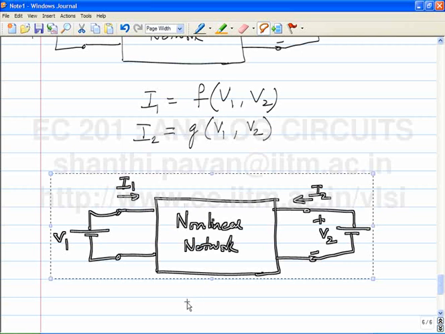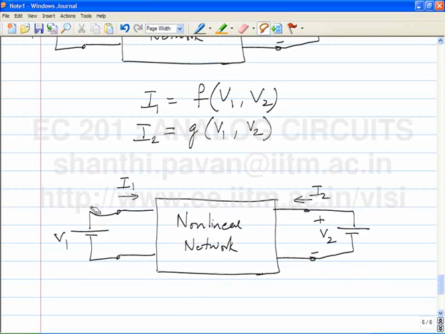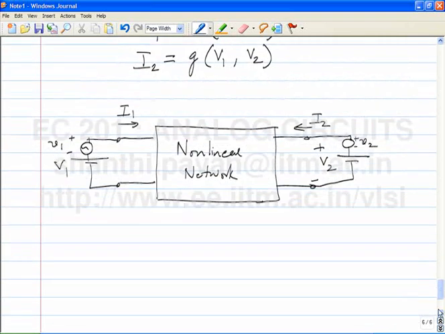Now the obvious question is, what happens when I change the voltage from V1 to V1 plus small v1, and the applied voltage from V2 to V2 plus small v2? What do you think will happen if small v1 and small v2 are very, very small, where we'll again define what small means? What do you think will happen to I1 and I2? I1 will become I1 plus small i1, I2 will become I2 plus small i2.